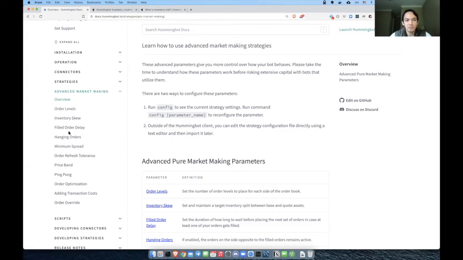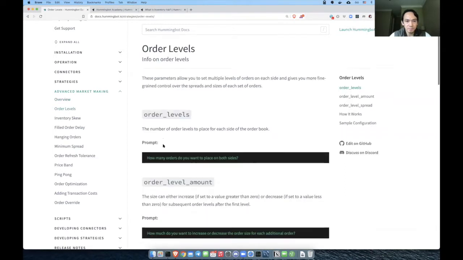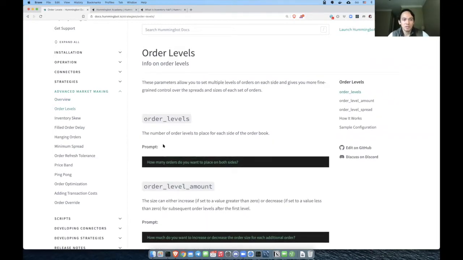For the first one, I'll start off, it's called order levels. What order levels does is it's a feature where a market maker can place multiple orders at different price points, different price spread levels. So for example, I can place a bid order at a tighter spread, let's say 0.5% spread, and then I could have subsequent orders at wider spreads. I'll buy some amount at 0.5% spread, I'll buy an additional amount at 1% spread and so on. And so you can have different sizes of orders at different pricing points.